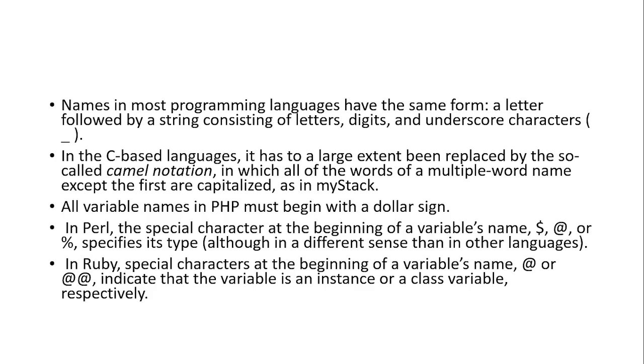And names in most programming languages have the same form: a letter followed by a string consisting of letters, digits, and underscore characters. We know that these underscore characters started being used in the 1970s and 1980s.